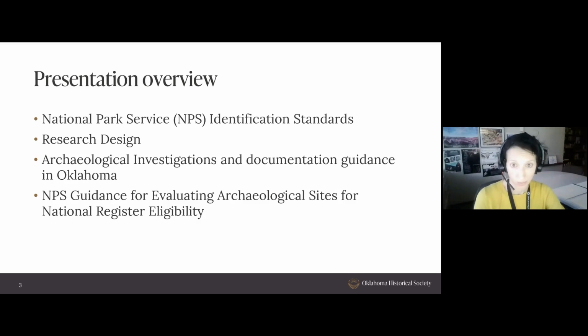A quick overview. I'm going to be looking at National Park Service guidance for identification standards, talking about research designs, talking about archaeological investigations and documentation guidance for Oklahoma, and then National Park Service guidance for evaluating archaeological sites for National Register eligibility, or guidance from the National Register Bulletin 36.